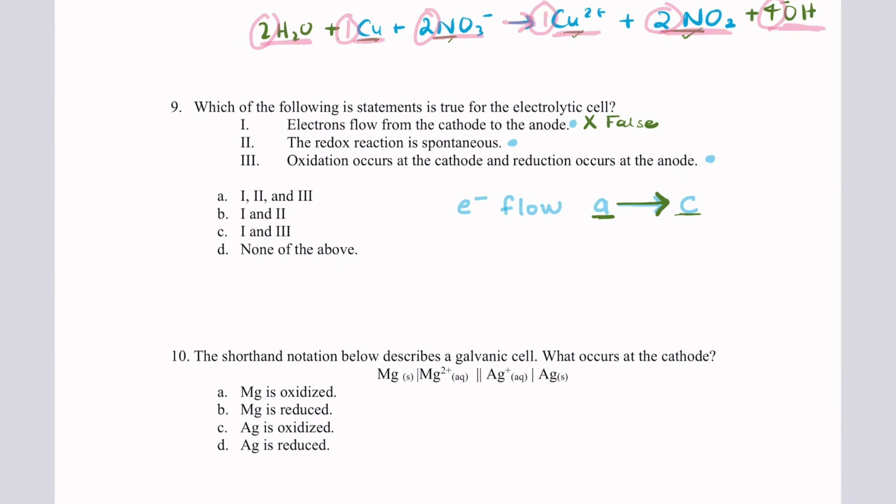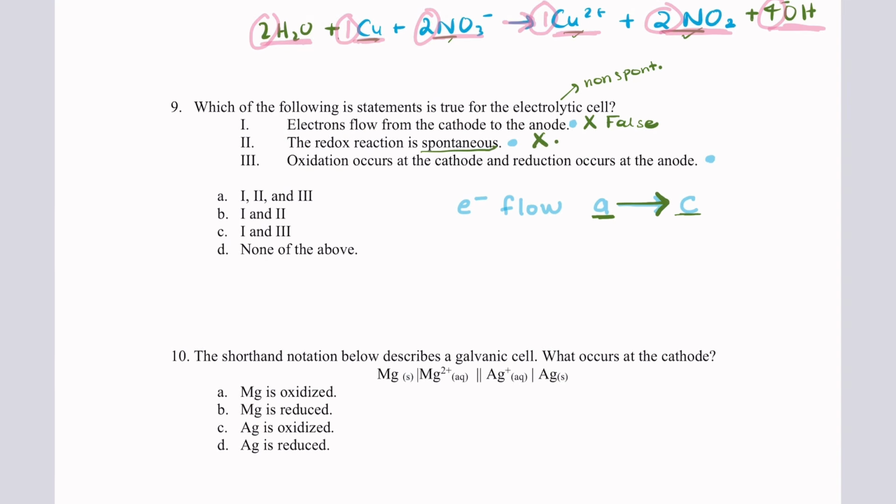Next, we're going to consider spontaneity. By definition, an electrolytic cell uses electrical energy from an external power source to force a chemical reaction that would not happen on its own. Because it must be driven by a power supply, the redox reaction is non-spontaneous. Therefore, statement 2 is also false.